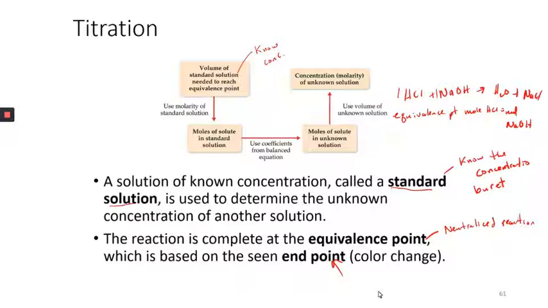Now, in order to make sure your data is very precise and accurate, you want your endpoint to be close to your equivalence point, because you know to stop titrating when you've reached the endpoint. So you want these two to be as close to each other as possible so that the volume that you use to get to the endpoint is actually the same volume that you would need for an equivalence point. If you've gone too far, you've over-titrated it and it will affect your results.